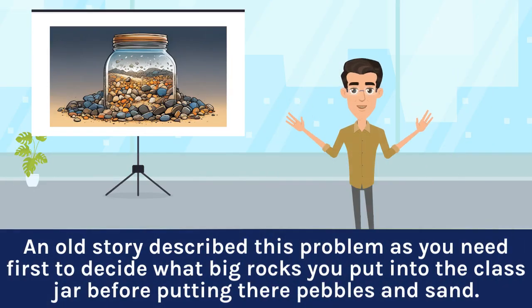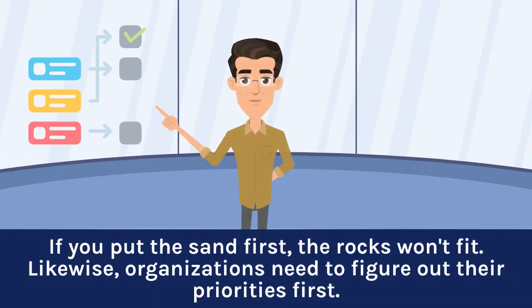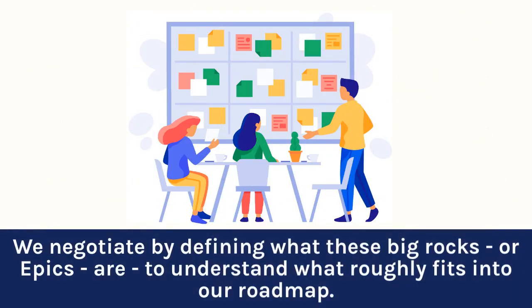An old story described this problem as you need first to decide what big rocks you put into the glass jar before putting the pebbles and sand. If you put the sand first, the rocks won't fit. Likewise, organizations need to figure out their priorities first. We negotiate by defining what these big rocks, or epics, are, to understand what roughly fits into our roadmap.